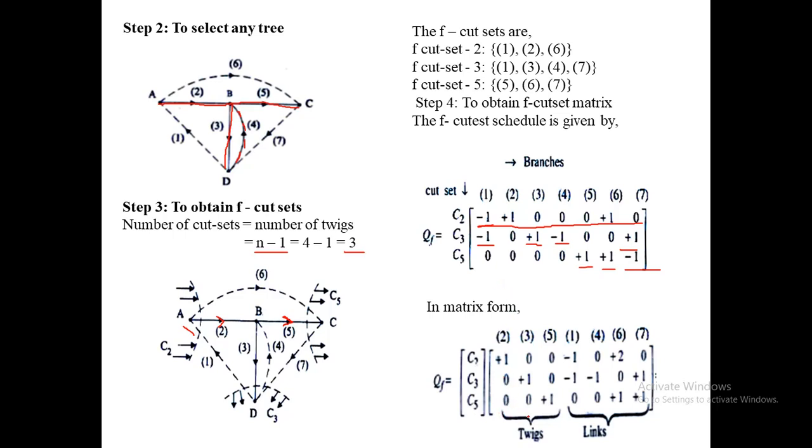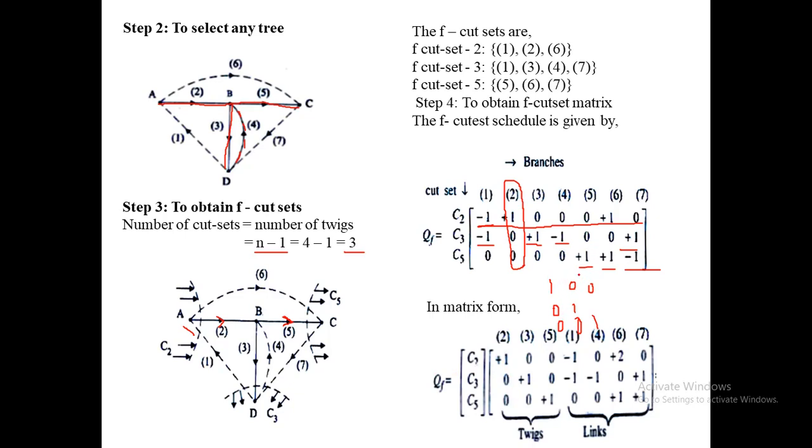It is a 3 cross 3 identity matrix because it has 3 rows. We know that in a 3 cross 3 identity matrix, the diagonal values are 1 and the remaining values are 0. This is the identity matrix. Here the first column is 1 0 0. We have to compare this with the cut set schedule. Here it has the value 1 0 0, so we just write the value 1 0 0.